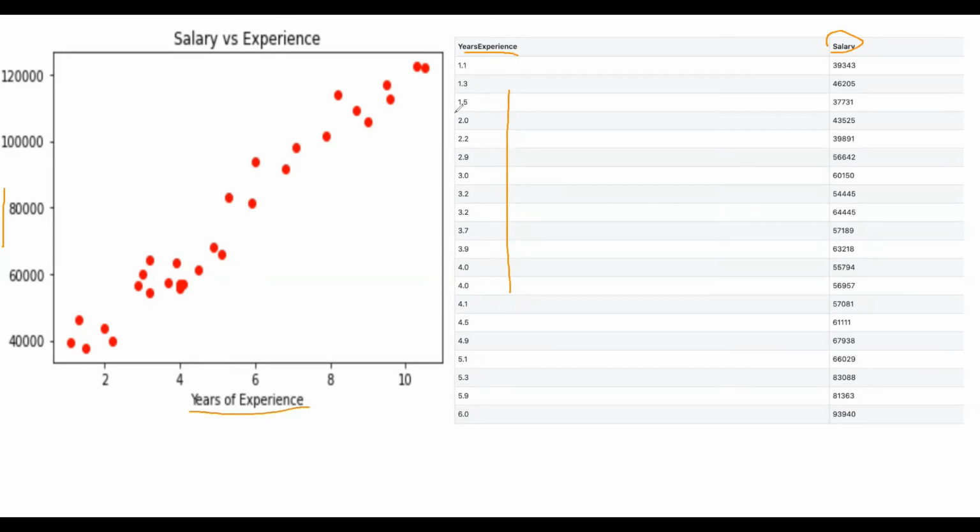So for example, this row over here, where the years of experience of a person is 2.0, which is over here, and the salary is 43,525 over here, represents this data point over here. Now let's look at some notation for describing the data. This data set that you just saw is known as the training set.